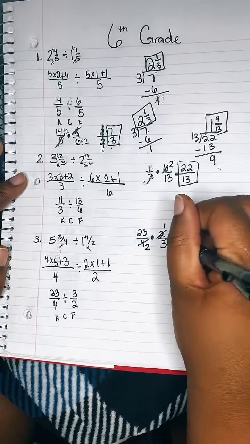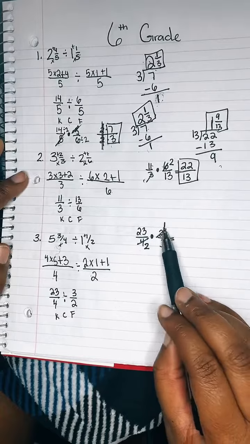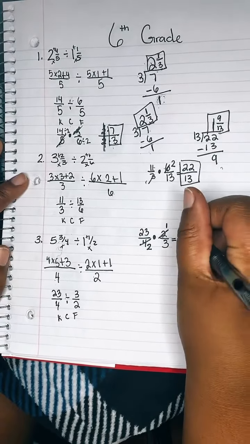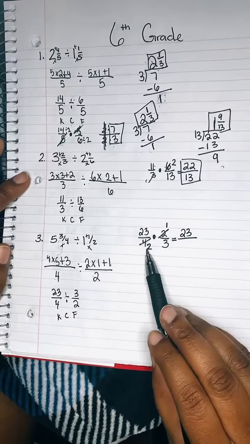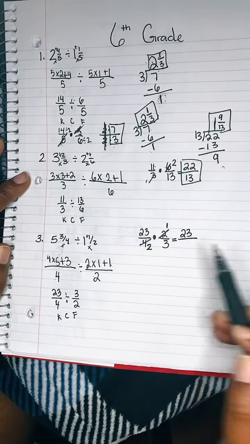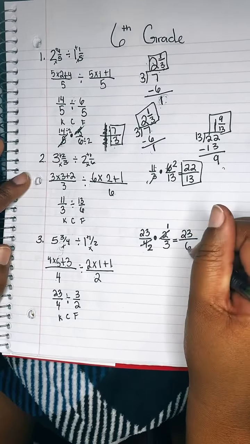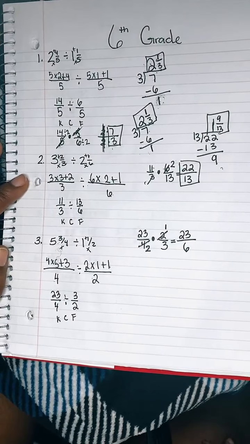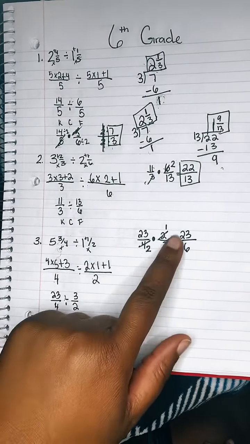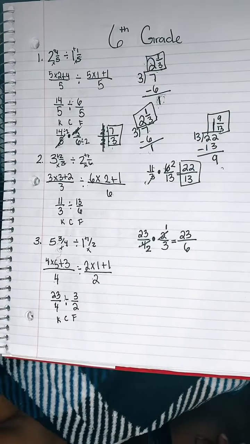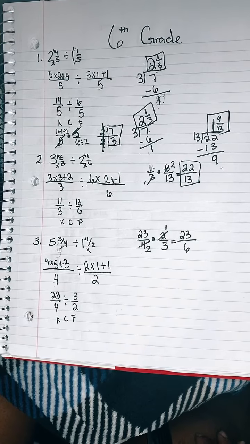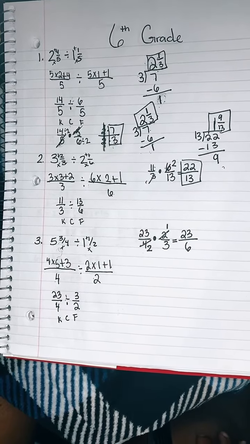And so now we have 23 times 1, which is 23, and then 2 times 3 gives us 6. So now we're at 23 divided by 6. Good, you guys. I see those 2 and 4s coming in. Yes, 2 times 2. Yes. Perfect.